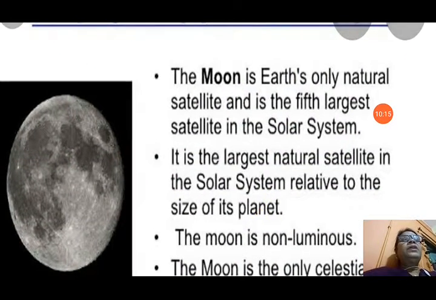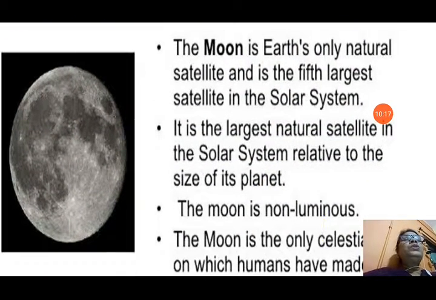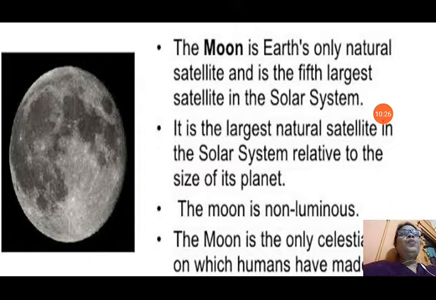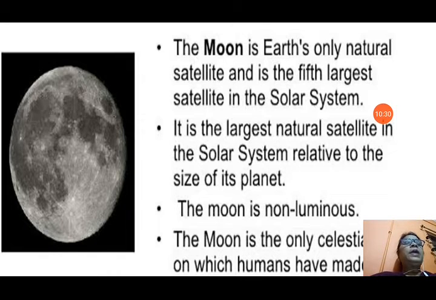Now some facts about the moon. Let us see. The moon is Earth's only natural satellite and is the 5th largest satellite in the solar system. So we know that the moon is the only natural satellite of the Earth, and it is also the 5th largest satellite in the solar system. It is the largest natural satellite in the solar system relative to the size of its planet.